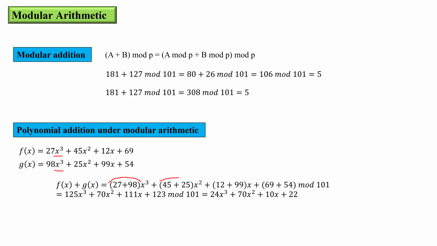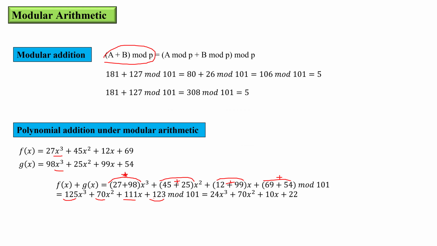The same thing for the coefficients of x to the power of 2, x to the power of 1, and x to the power of 0. So based on our discussion on the left side, you can add these two values to each other first. If we add these two values, the sum equals 125. Then by adding these two values, we will reach 70. Adding these two values would be 111. And adding these two values to each other, 123.